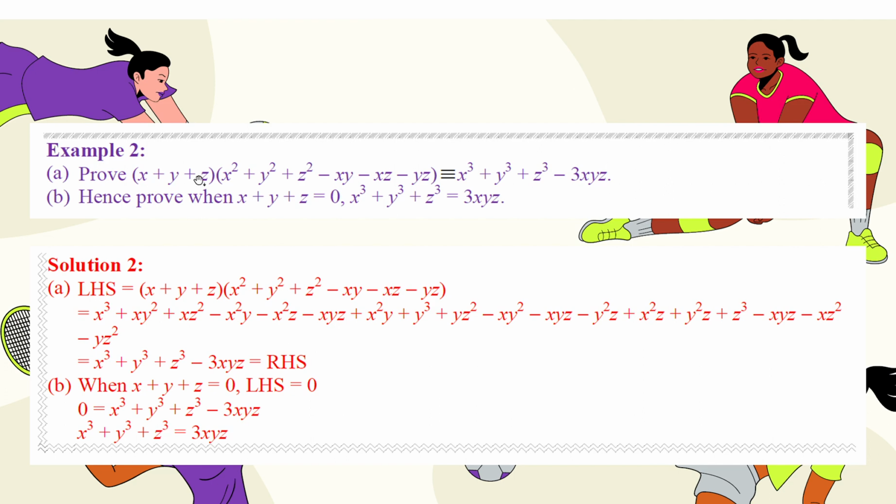Left hand side becomes 0, right? 0 times anything is 0. So right hand side is 0. So this one is easier. We move it to the other side. So x cubed plus y cubed plus z cubed equals 3xyz.